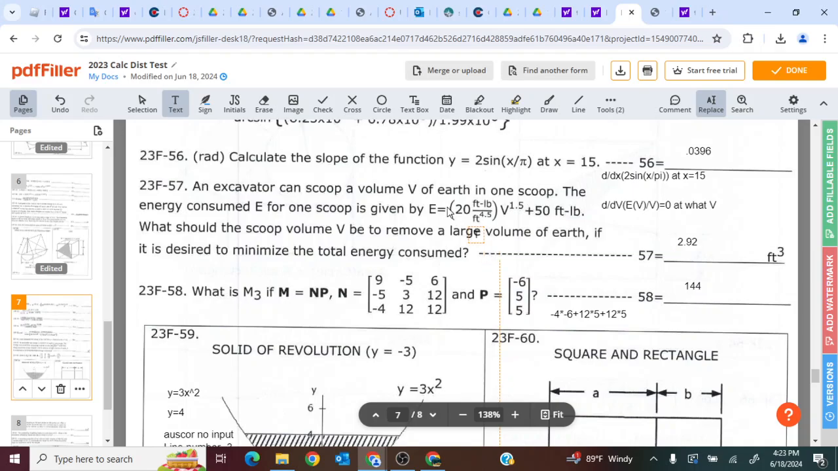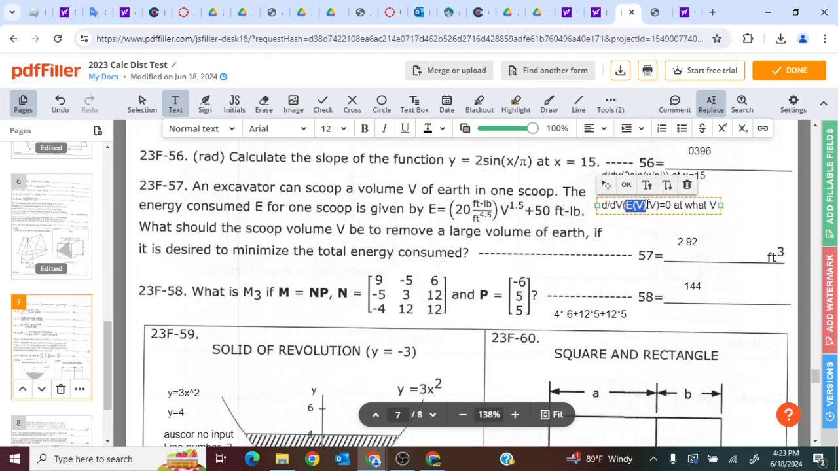So in that case, you have to do the derivative of this energy function, but since the energy cost per volume requires you to divide by volume, you do the energy at a given volume, divide it by that volume, and figure out when that value reaches its minimum, which is when the derivative is equal to 0. And this EV here is this equation right here. And if you do that, you will find that V is equal to 2.92.